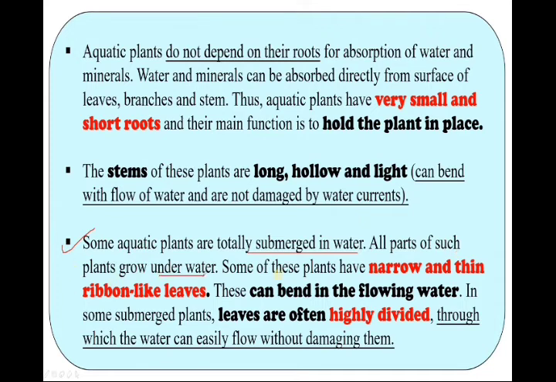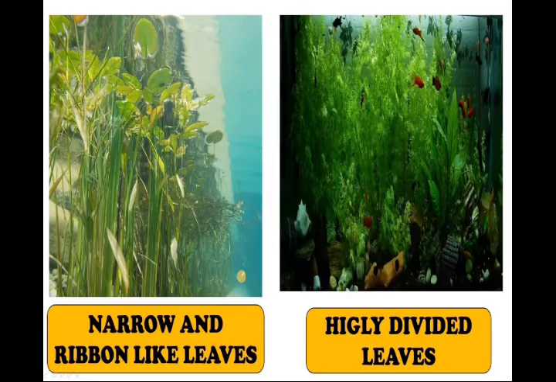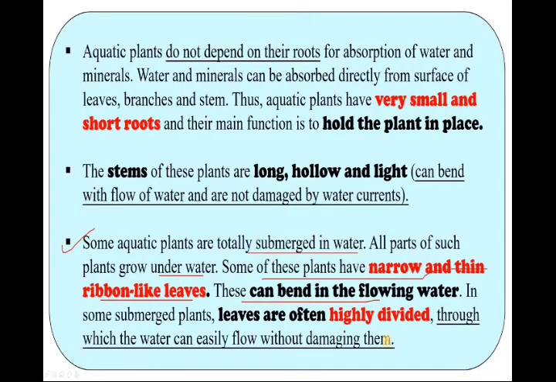Some of these plants have narrow and thick ribbon-like leaves. How is the nature of the plant? Yes, narrow and ribbon-like leaves are present. So what happens when water is flowing strongly?